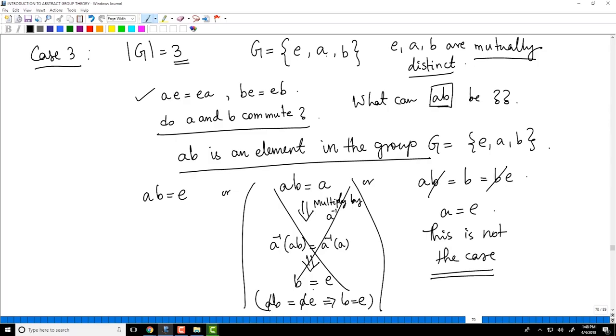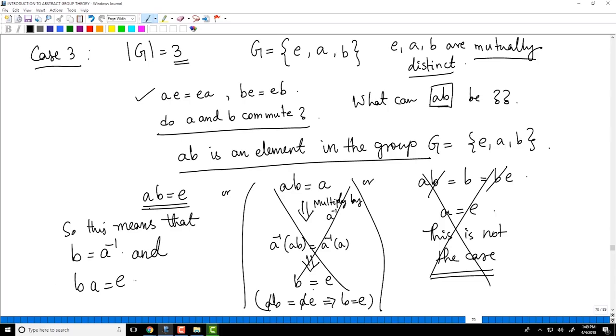Because the three distinct elements are called E and A and B. So, A cannot be same as E, otherwise we would not have given it a new name. So, this cannot happen. So, AB must be E. This means that B is A inverse. Remember that if AB equals E, B is A inverse, and automatically BA must be E. So, A and B commute.